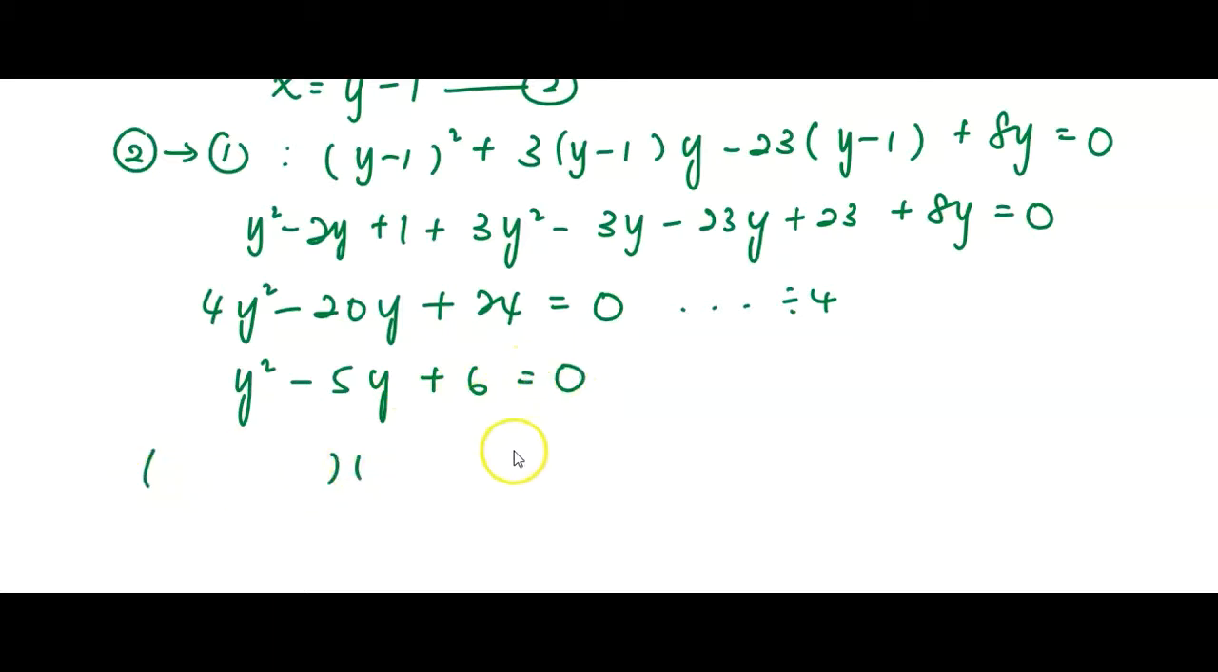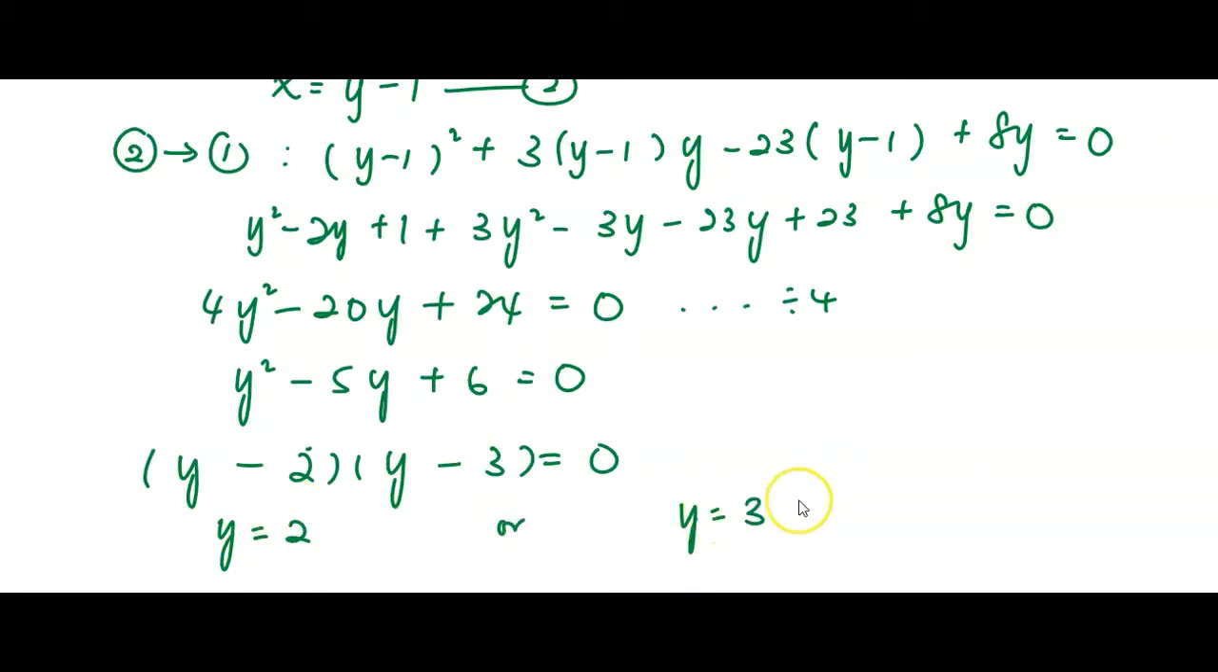Then I try to factorize it. Okay, factorize it. You will have 2 and 3, 2 multiplied by 3 is 6, so negative, negative. After that, you expand back to see if you got this back or not. So after that, you get y equals 2 or y equals 3.